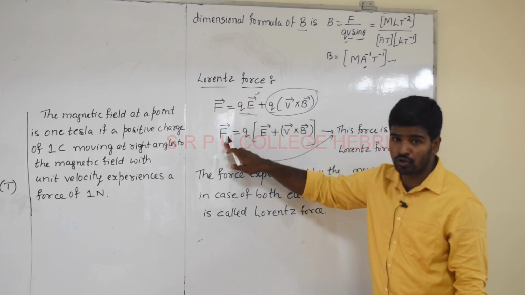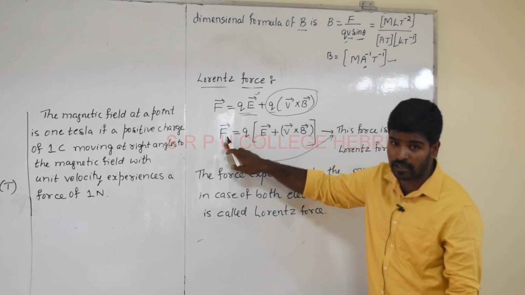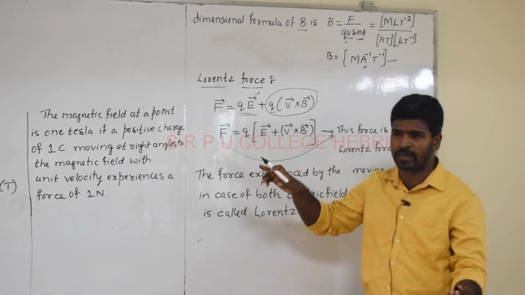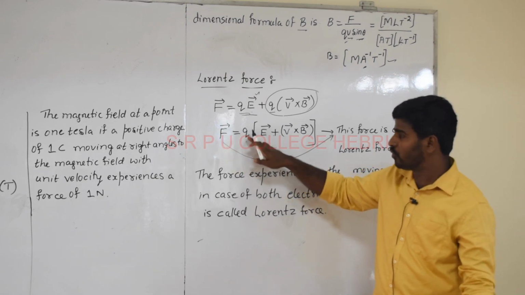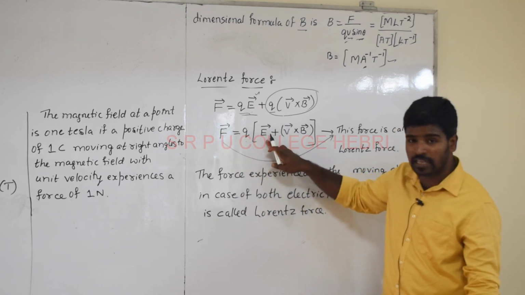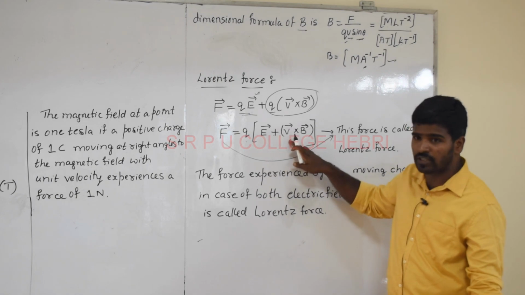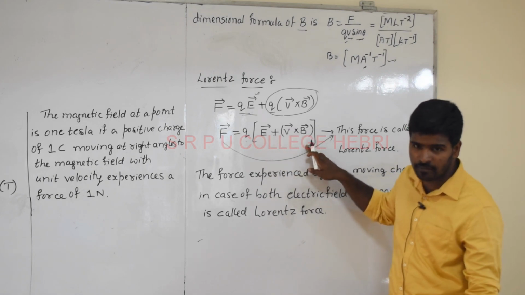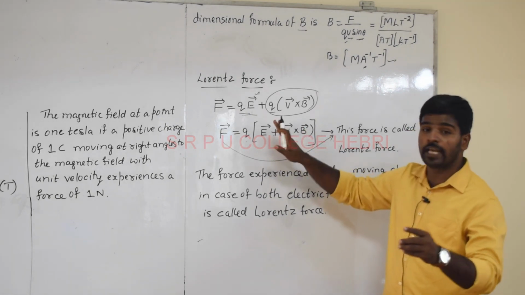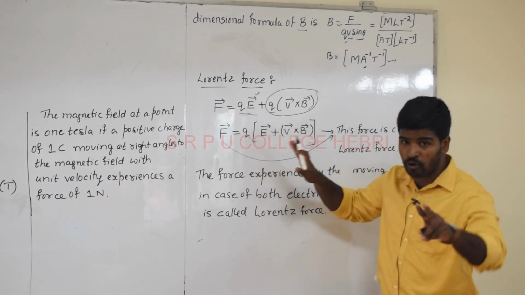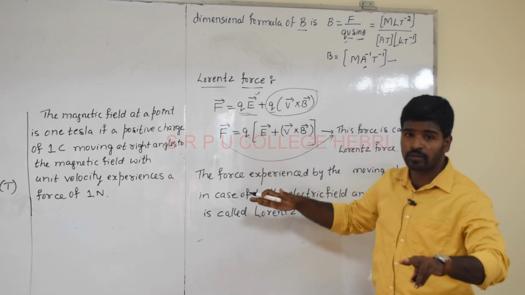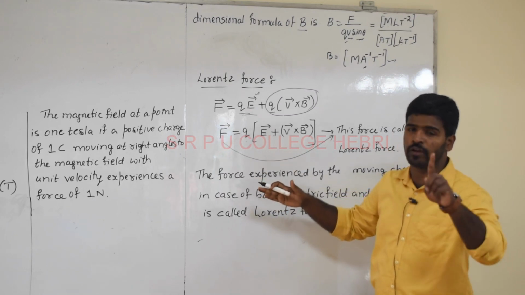F vector is the force. Here it is not only the magnetic force, so do not write Fm. The force is due to both the electric field and magnetic field. That is the reason we use the general term F vector. Q is the charge, a scalar. E is the electric field. V is the velocity of the charge. B is the magnetic field. Is it clear? Therefore, the very important question: write the expression for Lorentz force and explain the terms, for a 2 mark question. The last one is the definition of Lorentz force for a 1 mark question.